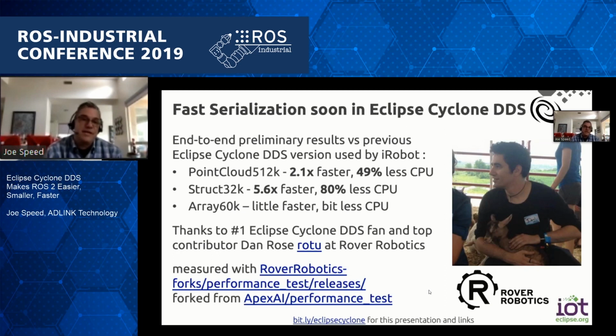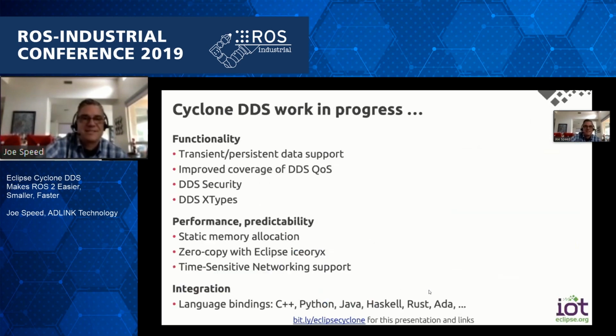And this is actually a community contribution. So Dan Rose over at Rover Robotics, he's been a huge contributor to ROS 2. He's done a lot of fixes and improvements to Colcon, to Nav2, to RMW, to many other things. He's a rather prolific contributor to the community. And he's really fallen in love with this and has contributed his time doing this work for the fast serialization. And he measured that with his fork of Apex AI's performance test. If you've not tried it, I strongly encourage you to get hands on the Apex AI performance test.